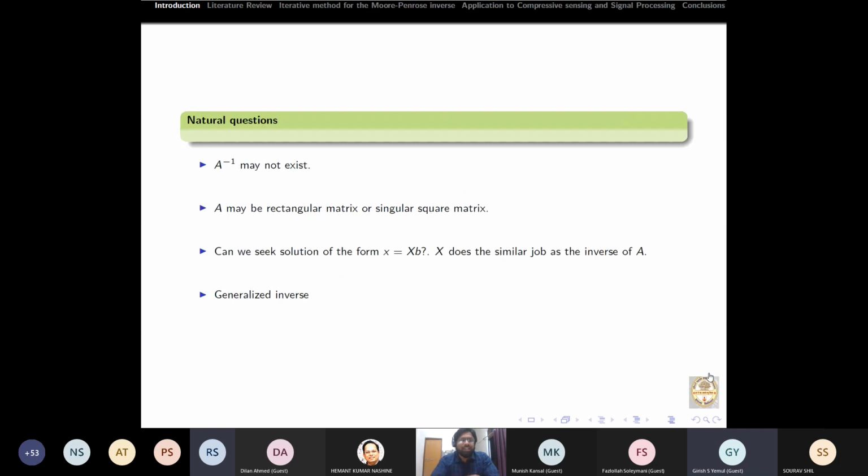But let's think about the case when A inverse may not exist, meaning A may be rectangular or A may be a singular matrix, where we cannot speak about the inverse of the matrix. We still want to find the solution of the system of linear equations in the form of a matrix X, which should behave like an inverse of A. To deal with this problem, the generalized inverse comes into the picture.